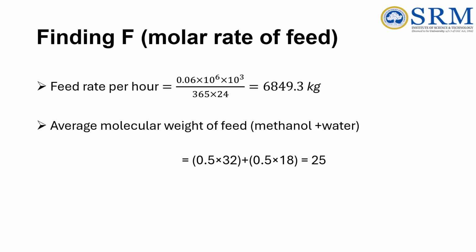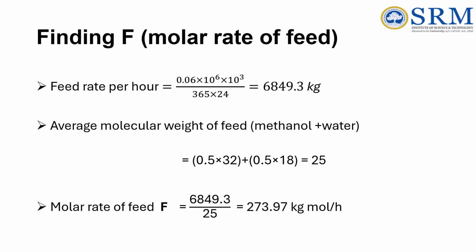Now, this feed is a mixture of methanol and water. We need to convert this into molar flow rate. So, finding the average molecular weight, we have to use the equimolar composition: 0.5 into the molecular weight of methanol plus 0.5 into the molecular weight of water. Dividing the feed rate per hour by this average molecular weight gives 273.97, or 274 kilomoles per hour. So this is the molar flow rate of feed.